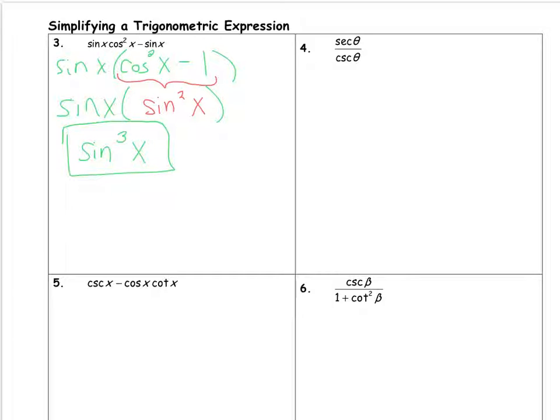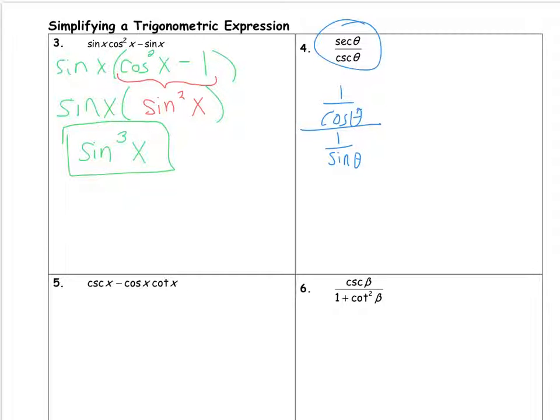Secant theta over cosecant theta. Now, some of you are brilliant enough that you think in terms of secants and cosecants. That's wonderful. Most people do not. Most students are only comfortable talking about sines and cosines and maybe tangents because that is just sine theta divided by cosine theta. So I'm going to try this. I'm going to take this guy right here and rewrite it. I'm going to rewrite secant as 1 over cosine theta. Okay. Then I'm going to take cosecant theta and rewrite it as 1 over sine theta.